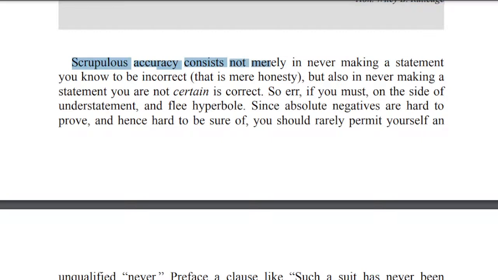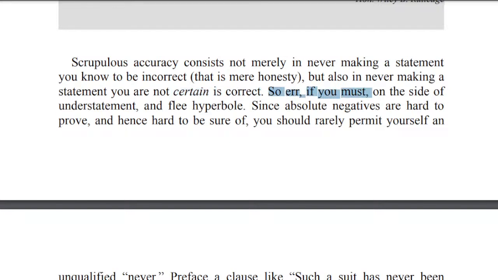Scrupulous accuracy consists not merely in never making a statement you know to be incorrect, that is mere honesty, but also in never making a statement you are not certain is correct. Scrupulous accuracy consists not merely in never making a statement you know to be incorrect, but also never making a statement you are not certain is correct.